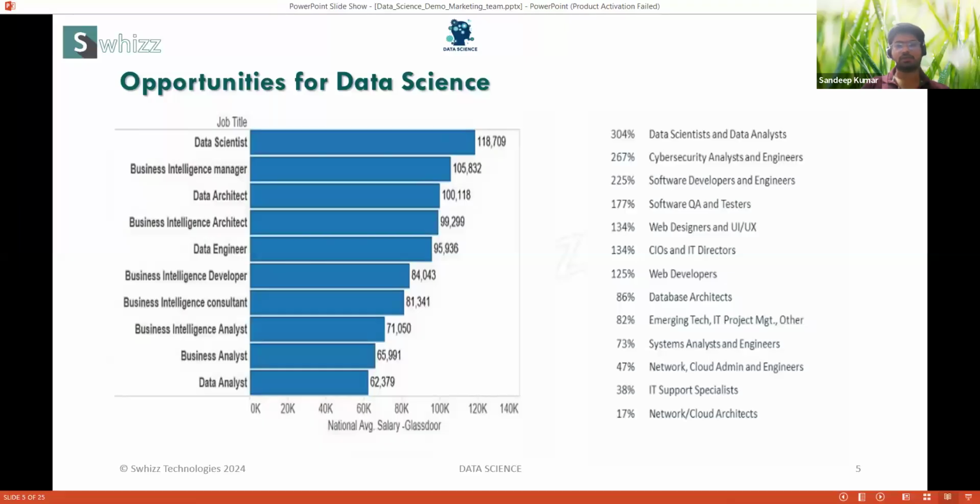When it comes to the CTC part, before going to that, this slide was taken in June 2024, and this is how the trend was going on. Maybe I took this in 2023. This is the trend that is going on, and this is how we are seeing the opportunities in the field of data science.